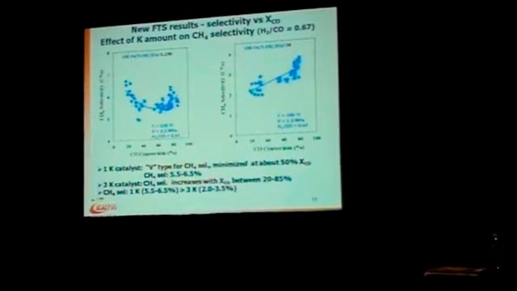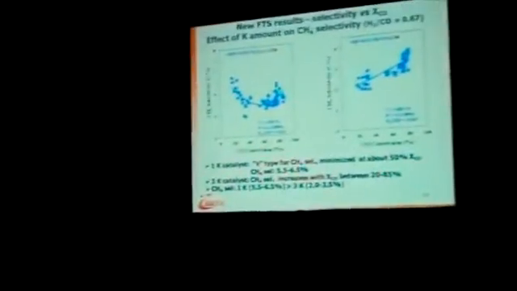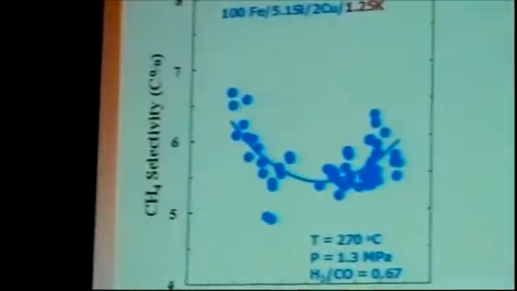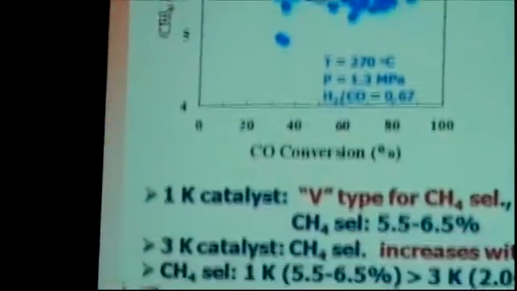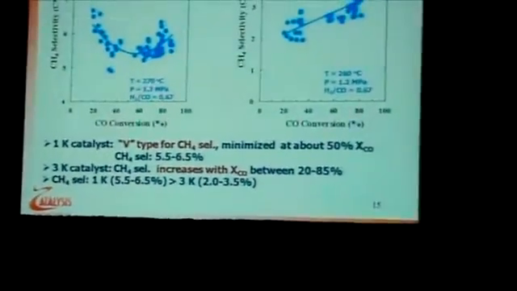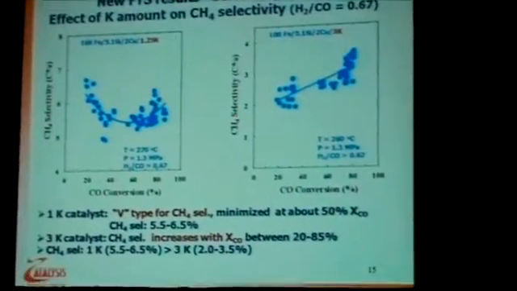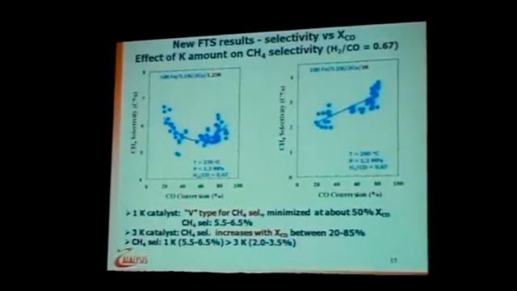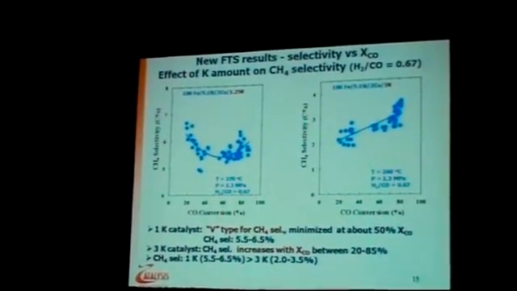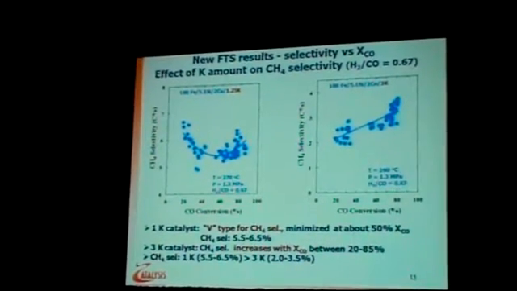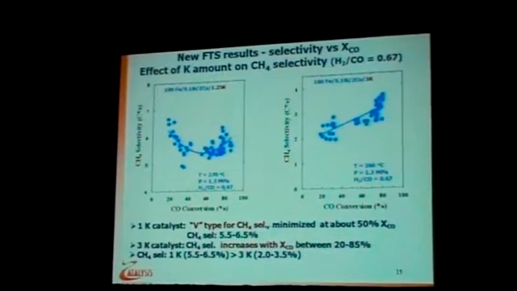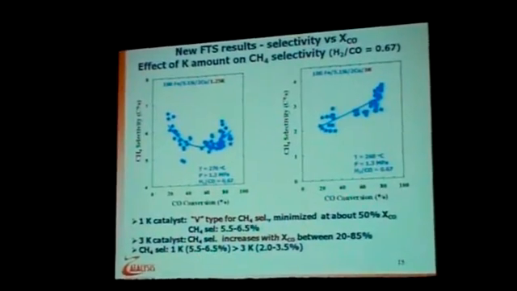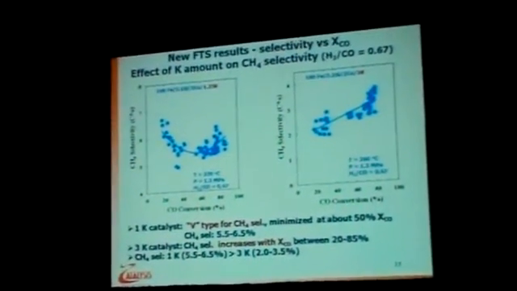Another interesting result is about the methane selectivity trend. This is the methane selectivity with CO conversion on the 1K and 3K catalysts, shown on the left and right. What's interesting here is that on the 1K catalyst, methane selectivity changes between 7 and 5%. However, the trend shows a V-type curve, meaning methane selectivity first decreases with CO conversion, reaches a minimum at about 50% CO conversion, and starts to increase.